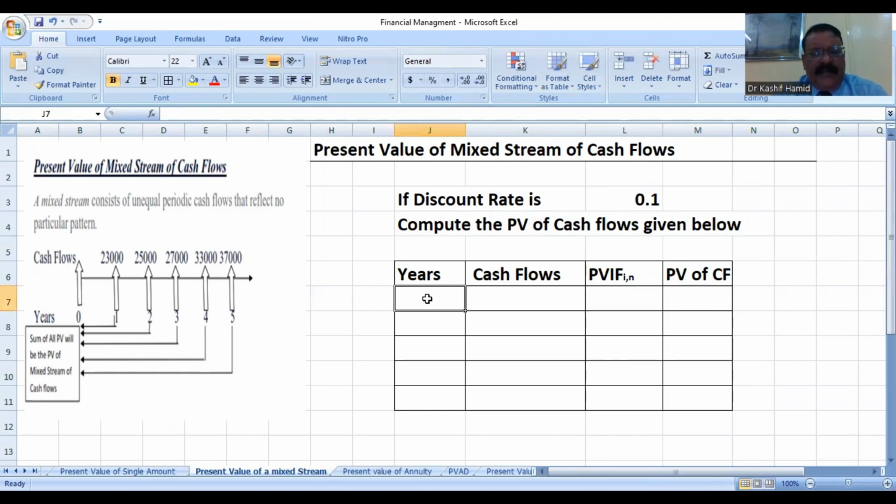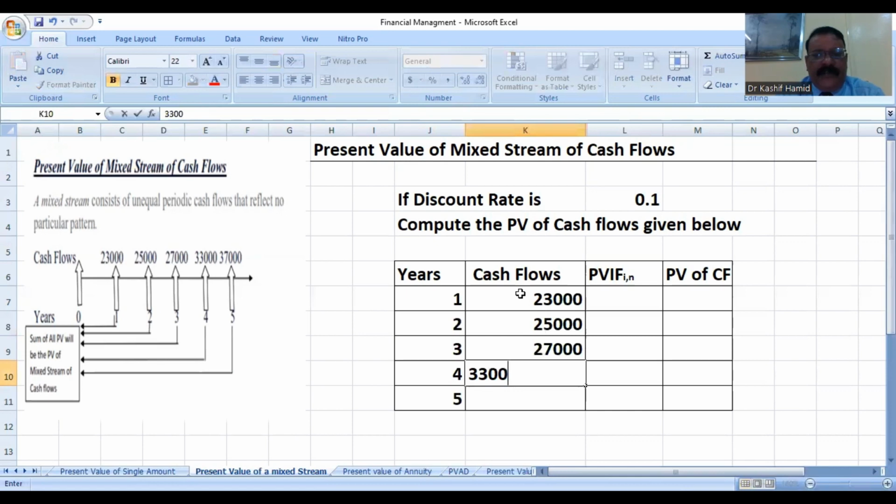Years, we have 1, then 2, then 3, 4 and 5. Cash flows are 23,000 in the first year, 25,000 in the second year, 27,000 in the third year, 33,000 in the fourth year, and 37,000 in the fifth year.